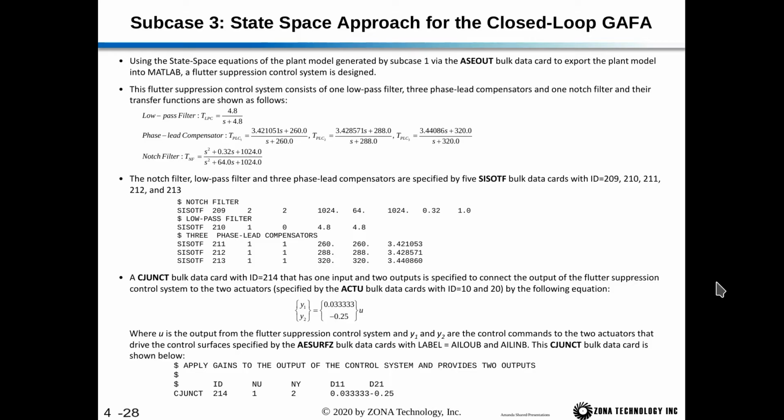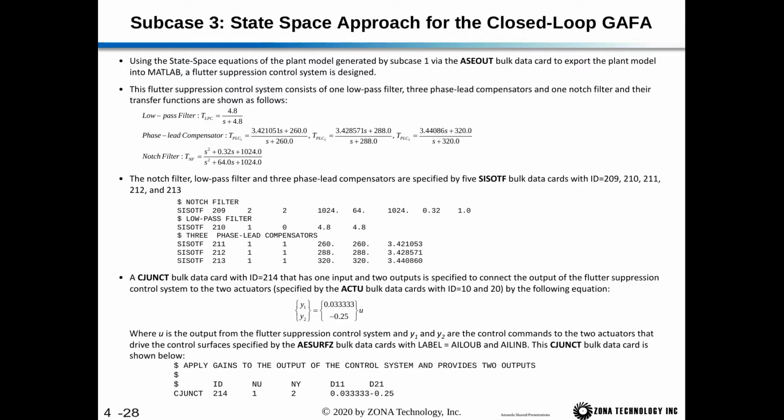So let's move on to the closed loop analysis. So we're going to use the state space equations of the plant model generated from subcase 1 via the ASEGAIN card and export that plant model into MATLAB. And then we designed a flutter suppression control system. And that process isn't shown. We're just going to show you the designed control system.